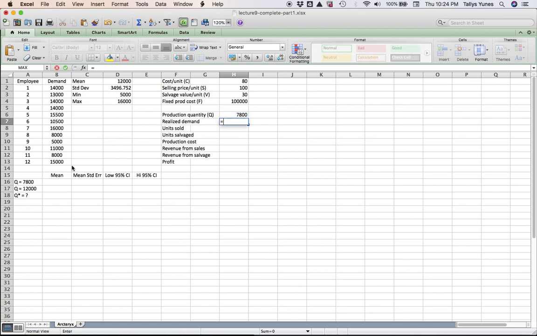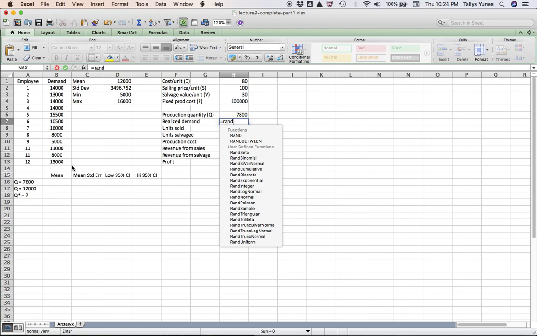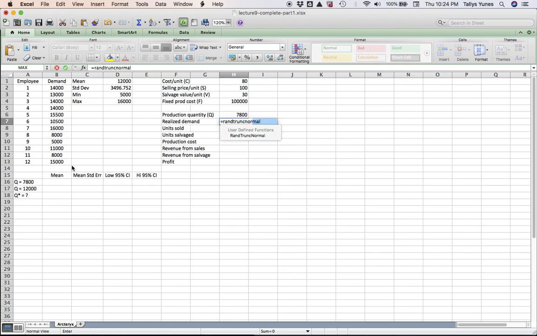Now the realized demand is the random number we're pulling out of this truncated normal distribution. So to obtain numbers from a distribution like that, we're going to use the formula from the SimVoy add-in, rand trunc normal. So all of them begin with the rand word, and trunc normal for truncated normal. And the parameters are what's the mean first, comma, what's the standard deviation, comma, what's the minimum value, comma, and the maximum value. All right.